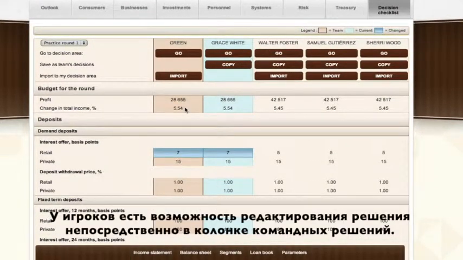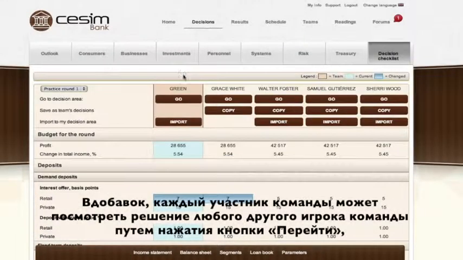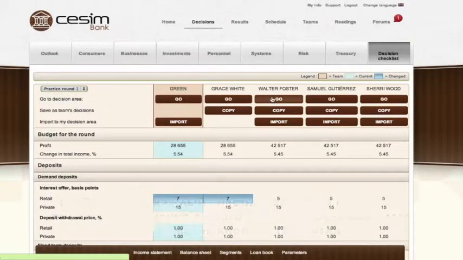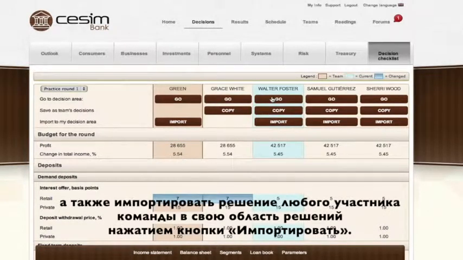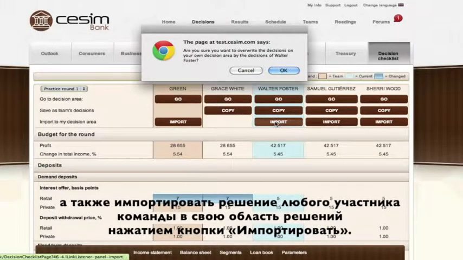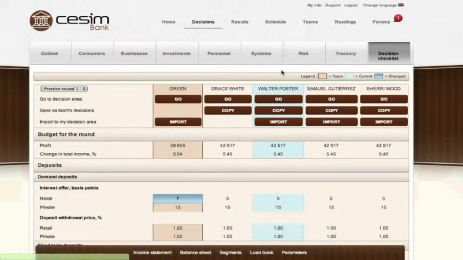Team decisions can be edited directly by pressing Go in the Team column. In addition, any team member can access the other team member's decisions area by pressing Go in the respective column, and import another team member's decisions to their own area by pressing Import.